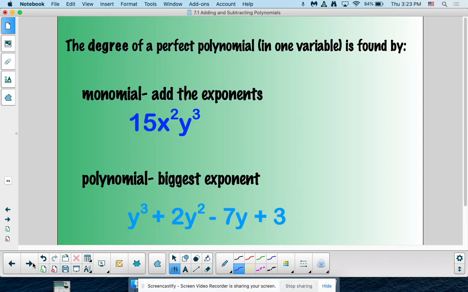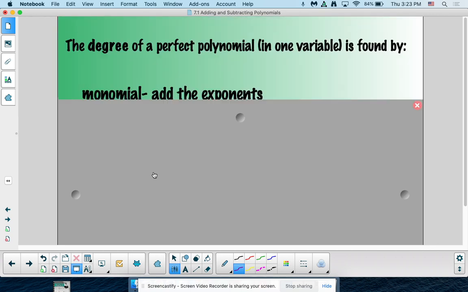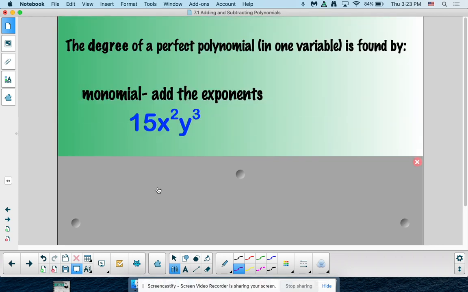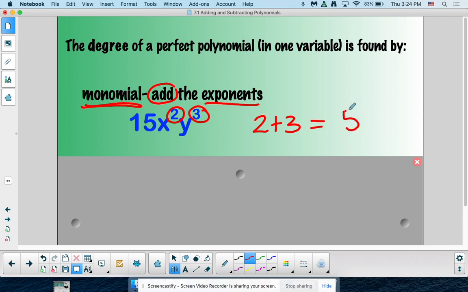So the degree of a polynomial in one variable is found in two ways. You definitely have to write both of these things down, okay, folks? Let's look at this first one here. If it's just a monomial, so just one term, you add the exponents. If I look here, here's an exponent, here's an exponent. So I add them together, and I get a degree of 5.